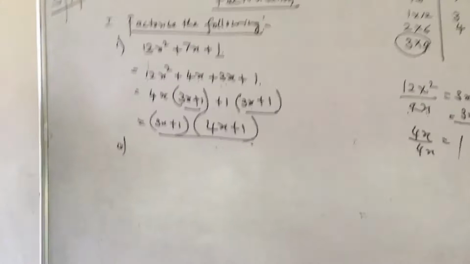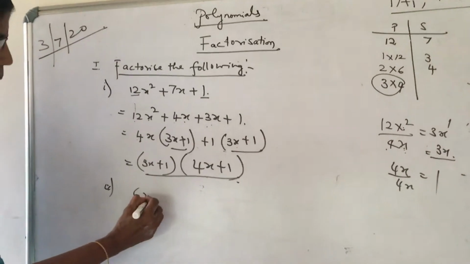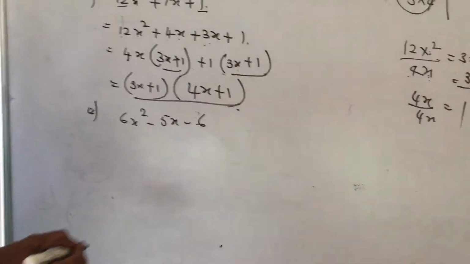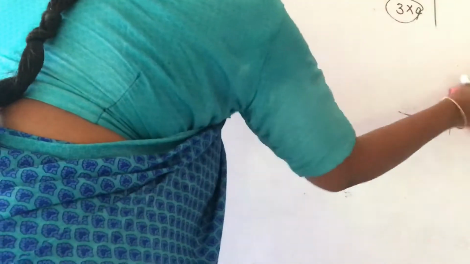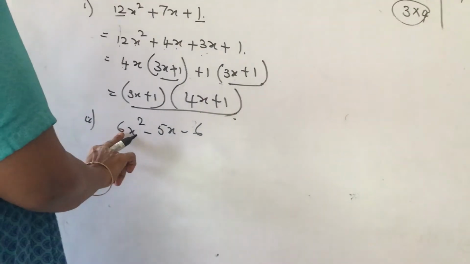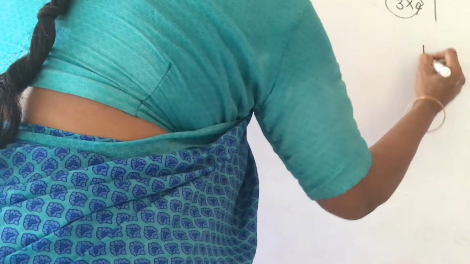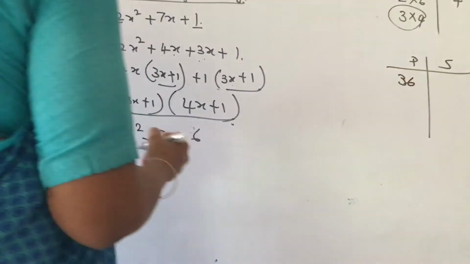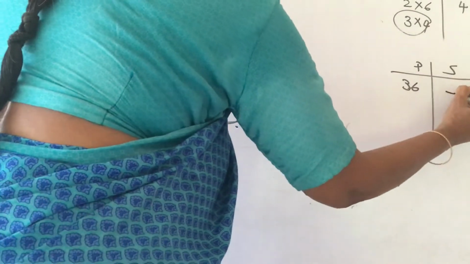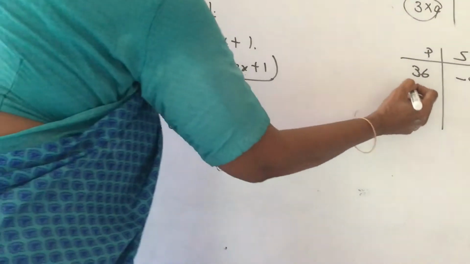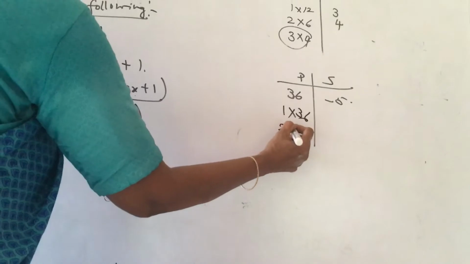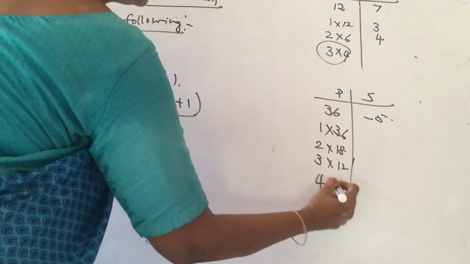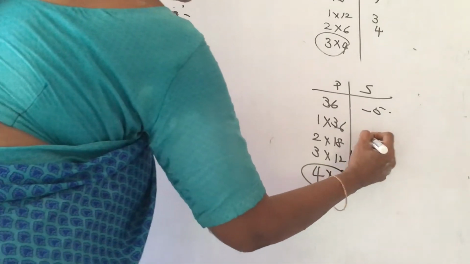Second bit, children, 6x squared minus 5x minus 6. The same method, children. What is your product? Can you guess? 6 into 6, 36. For product, you need not worry about the sign. But for the sum, sign is very important, children. Minus 5. 1 into 36, 2 into 18, 3 into 12, 4 into 9. Which pair will give you minus 5?